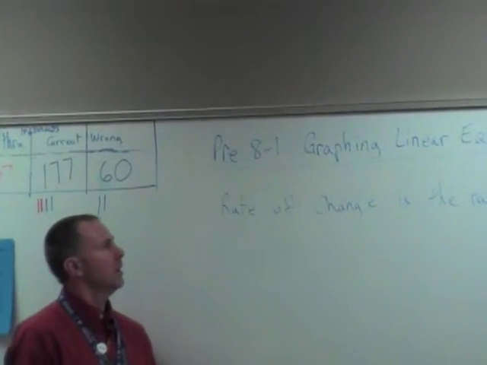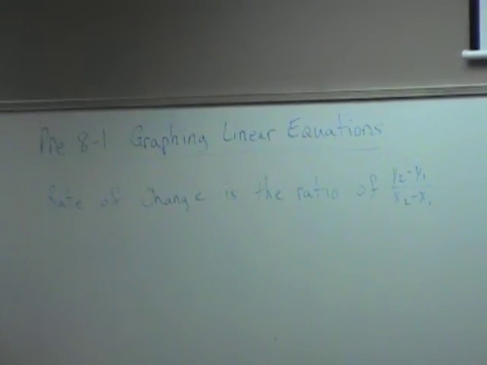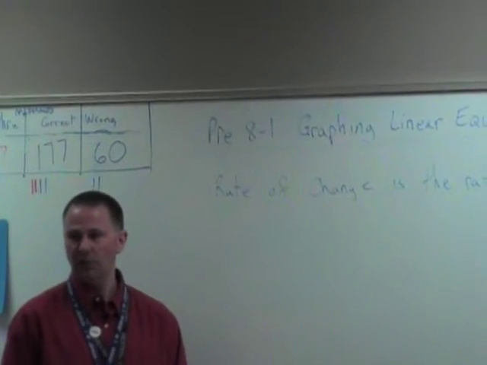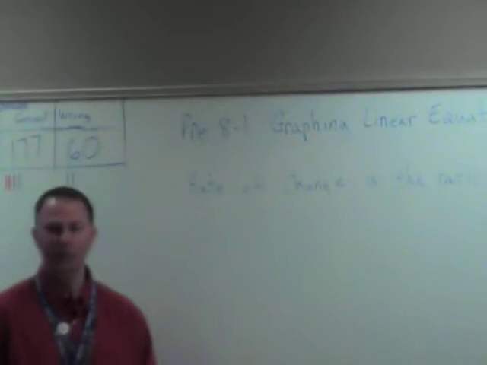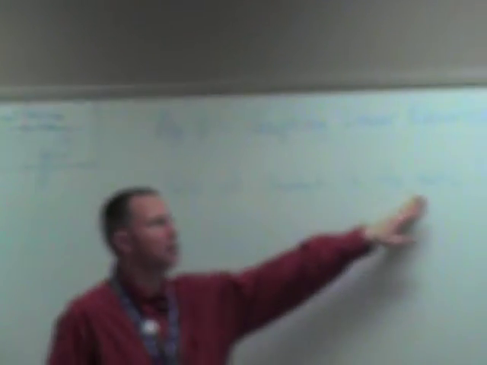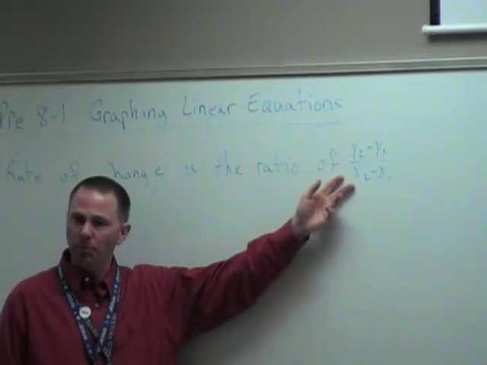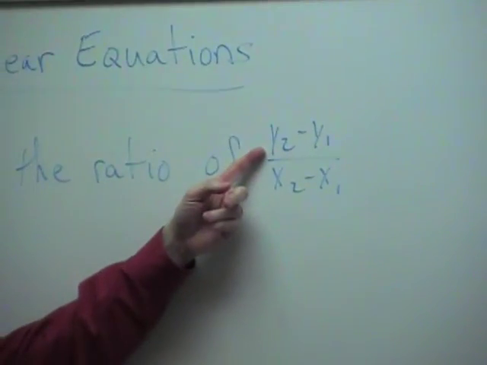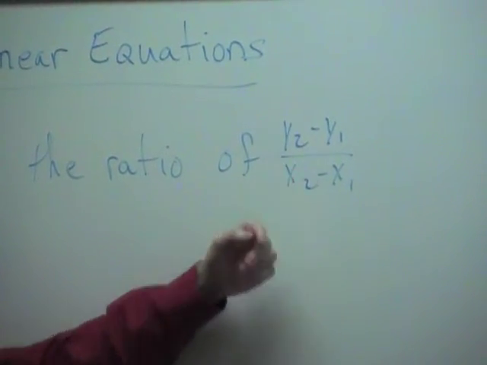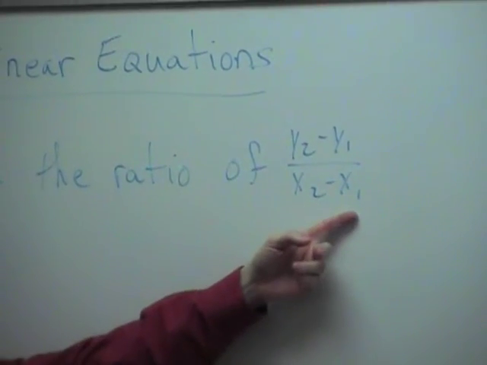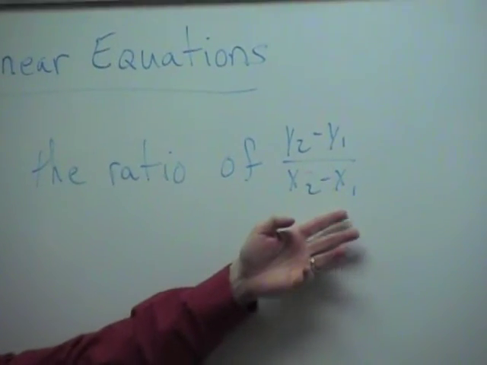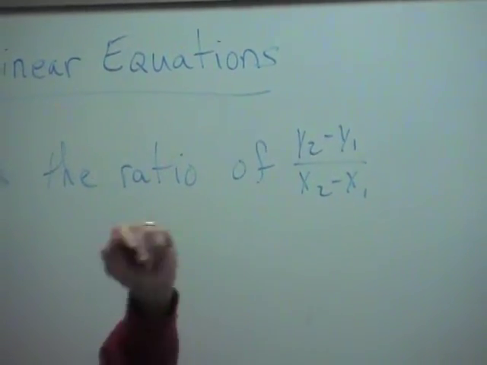Okay, so the rate of change is really the same thing as slope. You guys remember slope? Slope of a line, change of your y coordinates over the change in your x coordinates. And that's what we have up here. A ratio is the fraction, so slope, or rate of change, is a fraction. The change in the y coordinates, the second y coordinate minus the first y coordinate, over the second x coordinate minus the first x coordinate. So you've got to pick two coordinates, subtract the y's over the subtraction of the x's.